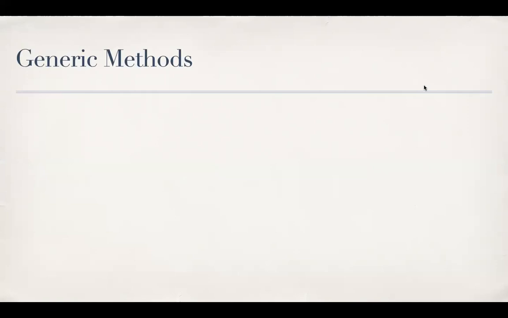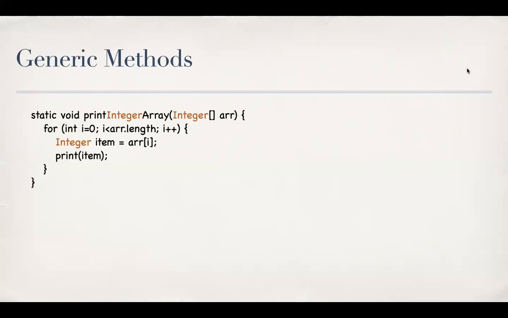First, we'll talk about generic methods. Generic or parameterized methods and classes are fairly common in many object-oriented languages, including Java. First, here is a motivating example. So let's say you want to print out elements of an integer array, right?